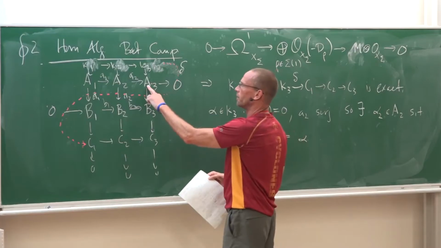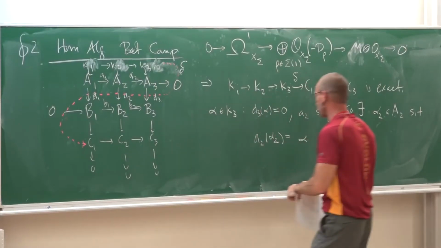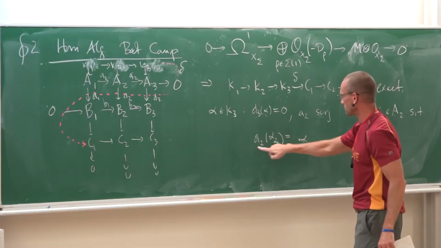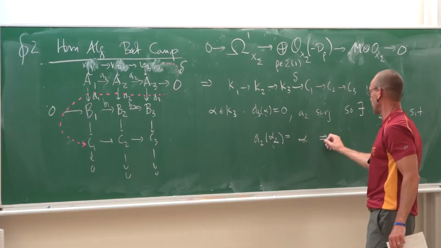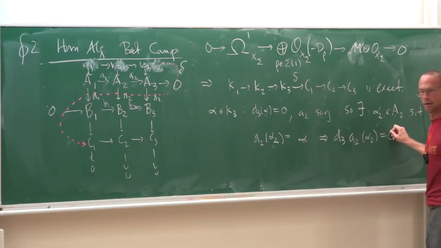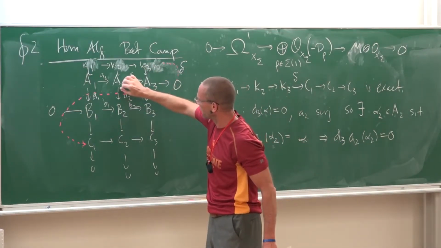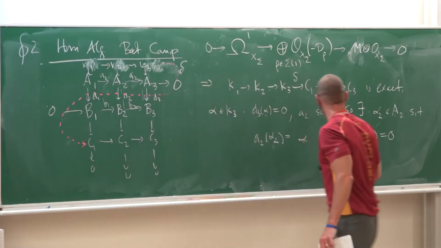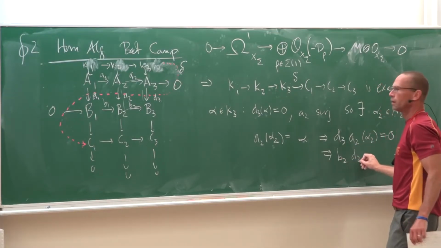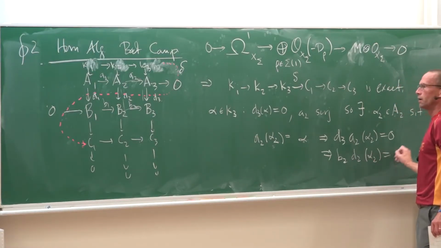So I got some element here. This is surjective, so I take somebody that nails it, right? You guys all with me? So in particular, D3 of alpha is 0, but alpha is A2 of alpha 2, and this means that D3 A2 alpha 2 equals 0, right? So I run the diagram this way, zoop, zoop, I got 0. But that's the same thing as running the diagram this way, zoop, zoop, right? So that means this is the same thing as B2 D2 of alpha 2 equals 0, right?